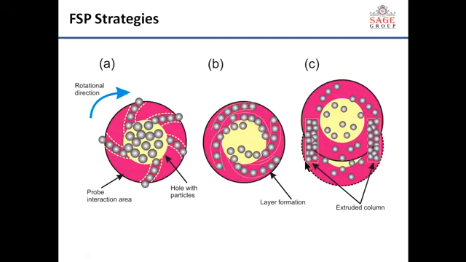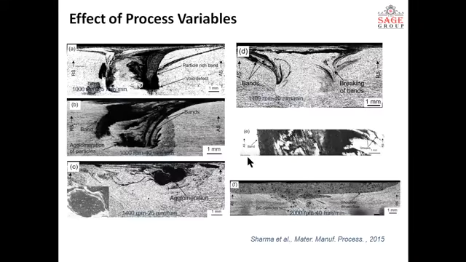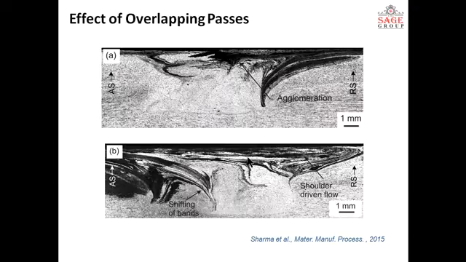This is schematically how, when we put some particles in a hole and the axle of the tool rotates, they move in that fashion. So this is the schematic presentation of how the ceramic reinforced particles move during processing. Now these are the micrographs which are formed by using friction stir processing.